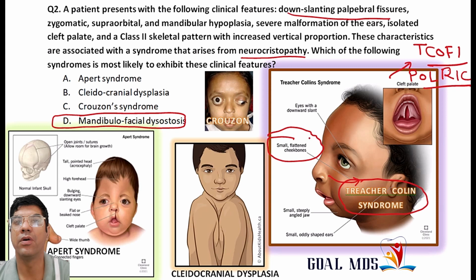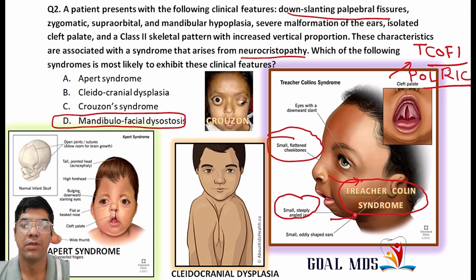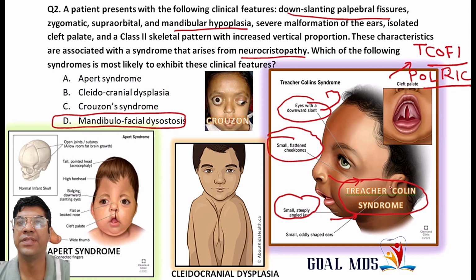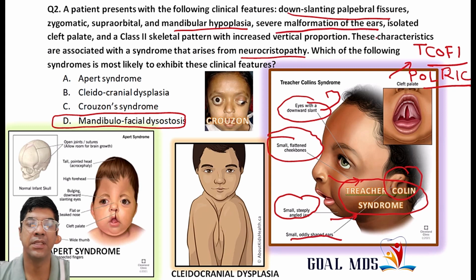There is a small jaw, cleft palate, and the eyes will be downward slanting. Those are the features of Treacher-Collins syndrome. So downward slanting palpebral fissures, zygomatic, supraorbital and mandibular hypoplasia. Along with that, you will see severe malformation of ears. All these would suggest mandibulofacial dysostosis.